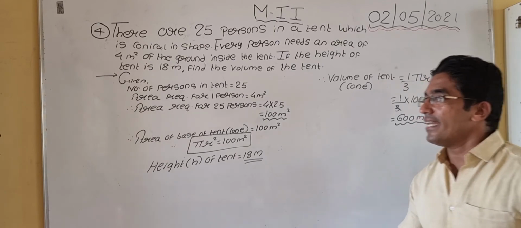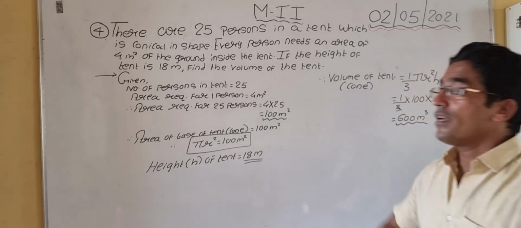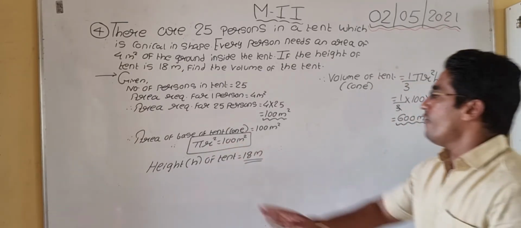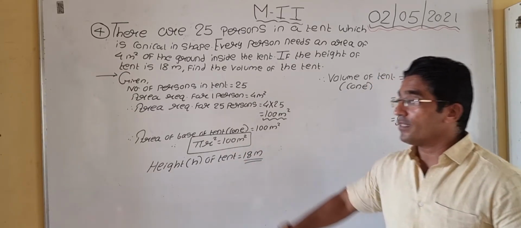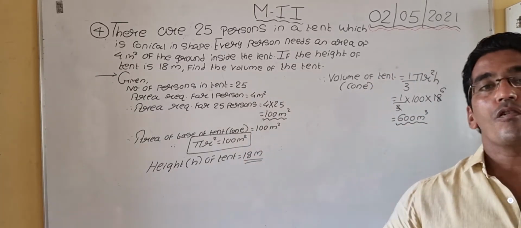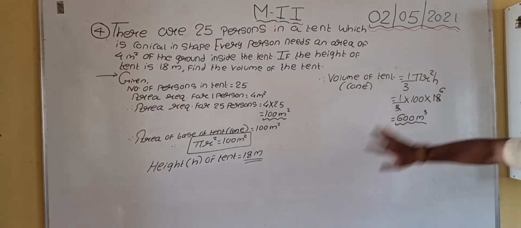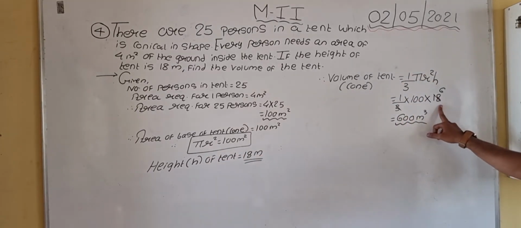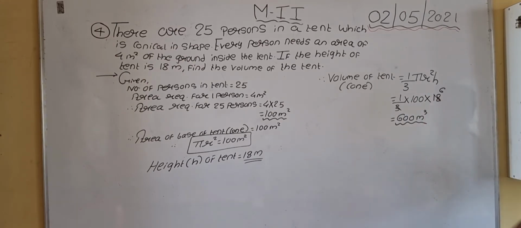That is, I can say that area of that base, that is area of circle, is equal to 100 meter square. Now what is area of circle? Pi r square. So I directly got the value of pi r square is equal to 100 meter square. I know the value of h. What is the formula? Volume of a cone is equal to 1 upon 3 pi r square h. Directly I know the value of pi r square, that is 100. What is the value of h? 18. So answer is 600 meter cube.